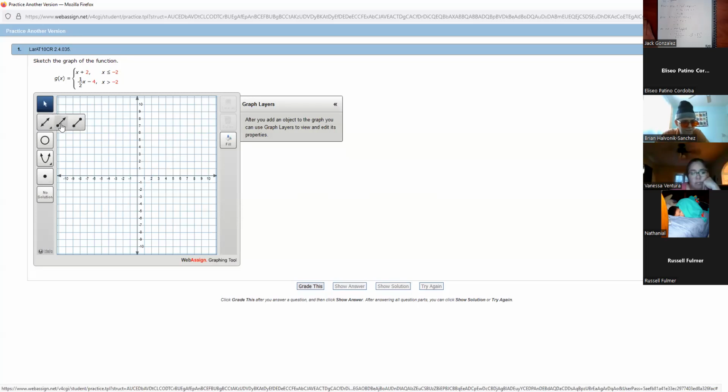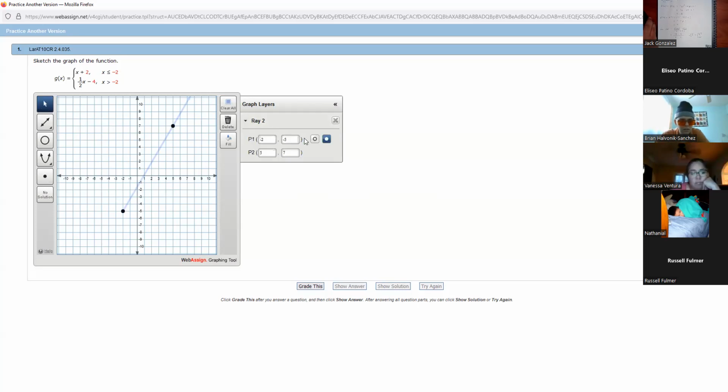So if you're doing it piecewise, right? It's going to have a point, well, a solid point or an open point. So let's just pretend it's right there, and then I click over here. Before you finish, you go into graph layers. You put open, and it should take care of it. But anyway, let me go back.